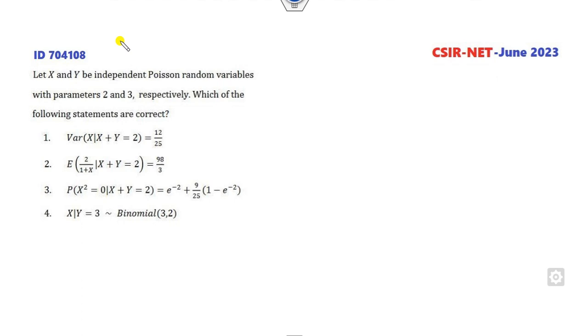Okay, look at this another one. X and Y are independent Poisson variates. Here Y is a Poisson variate of 3. Then you have to find the options. Look at that. In each option you need x plus y. So from here you can clearly say x plus y is also a Poisson variate with the value 2 plus 3, which is 5. Fine.